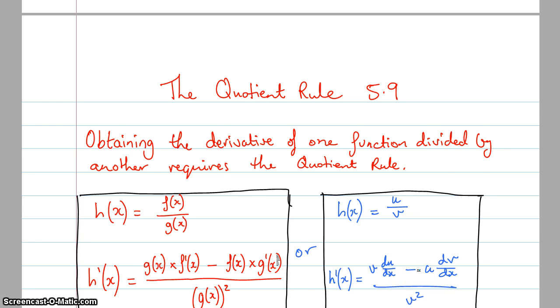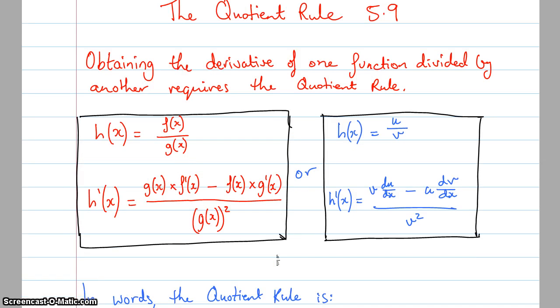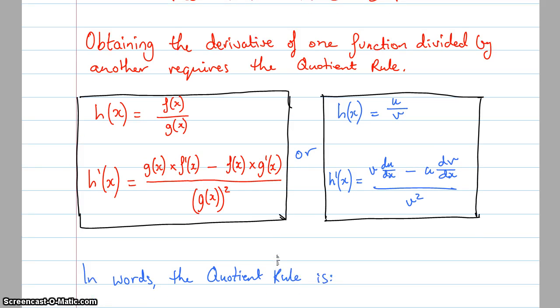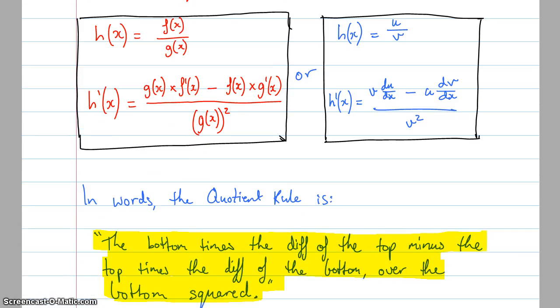Okay, the final one that I want to show you, or the way that I remembered it, is using words. I would say the quotient rule is this: it's the bottom, so g of x in this case, multiplied by the diff of the top, so f dash x, minus the top, f of x, multiplied by the diff of the bottom, g dash x, over the bottom squared. So the bottom times the diff of the top minus the top times the diff of the bottom, over the bottom squared.